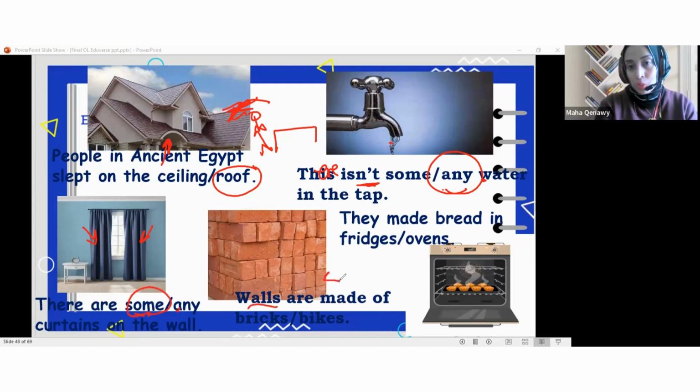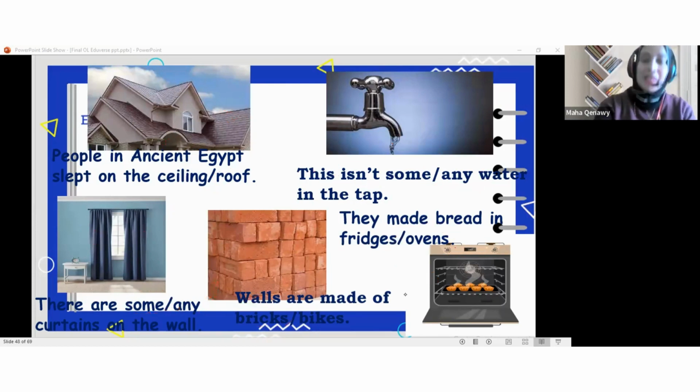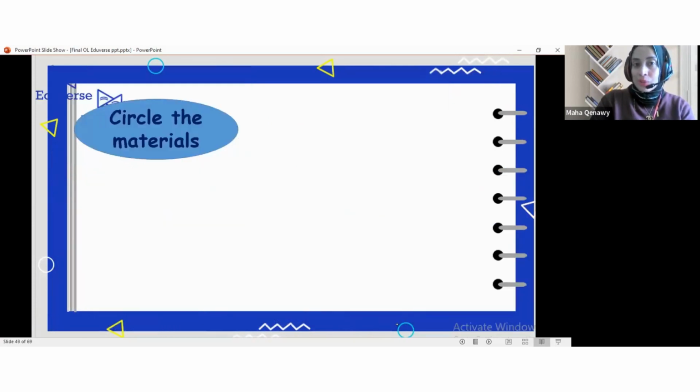Those walls are made of bricks. This red stone is called a brick, B-R-I-C-K. They made bread in ovens. Yeah, the tasty bread made by our grandparents, may Allah bless them. Made always in ovens.